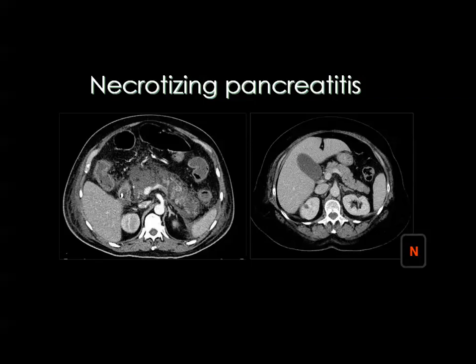Then necrotizing pancreatitis, meaning that the blood supply of the pancreas has been occluded due to vascular thrombosis in the course of the inflammatory process. Then you can compare the normal appearance of the pancreas and the necrotic pancreatitis. You can see that the pancreas is swollen and there is no enhancement of the parenchyma of the pancreas, denoting compromise of the blood supply.